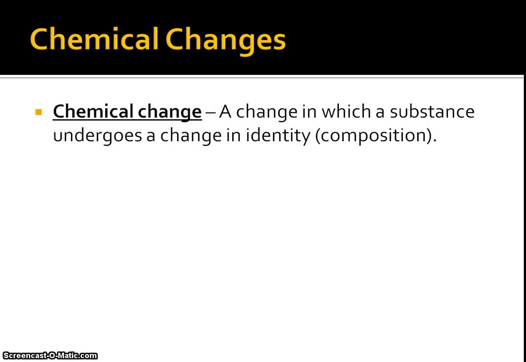Chemical changes are the fun ones. These are the ones we're going to work on in class. This is when a substance is going to change its identity. So if it starts as water, H2O, and it ends as hydrogen gas and oxygen gas, that means a chemical change has occurred. Because you no longer have H2O, you now have hydrogen separate from oxygen. So this is when you do change the identity or the composition.